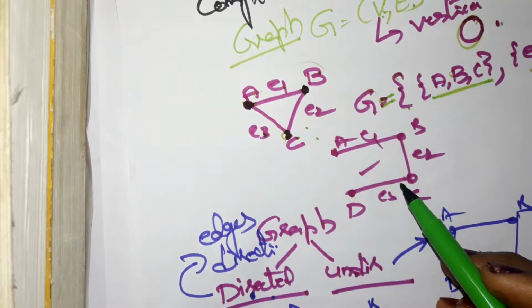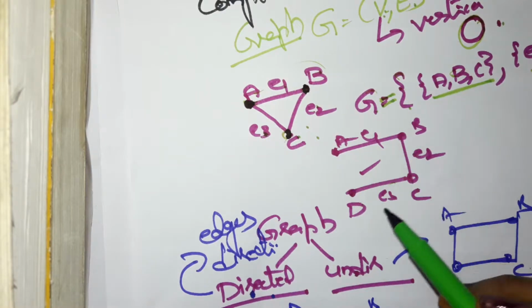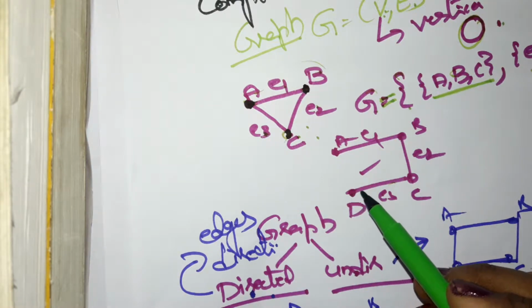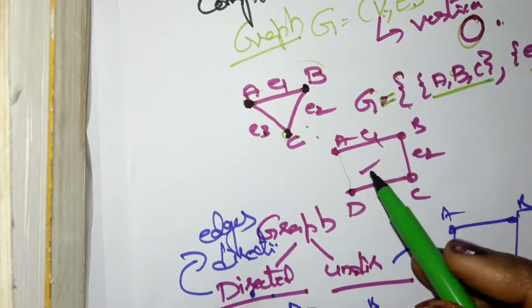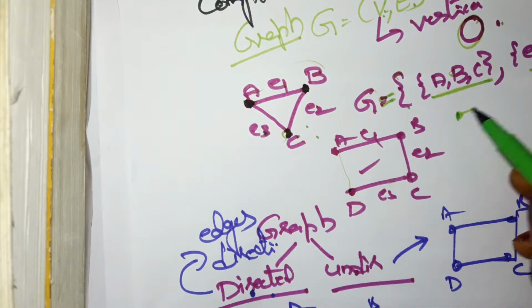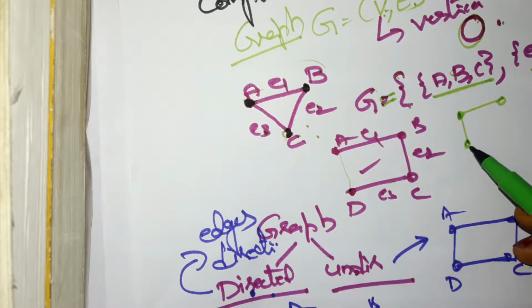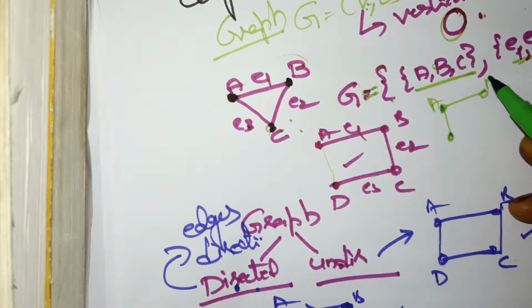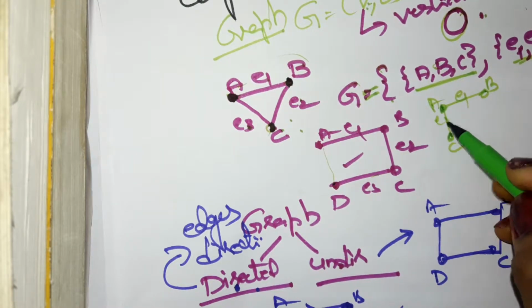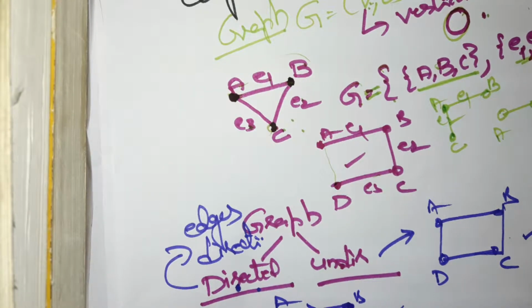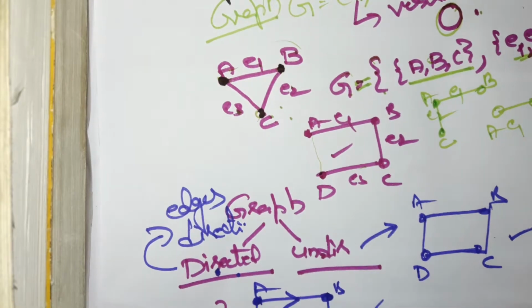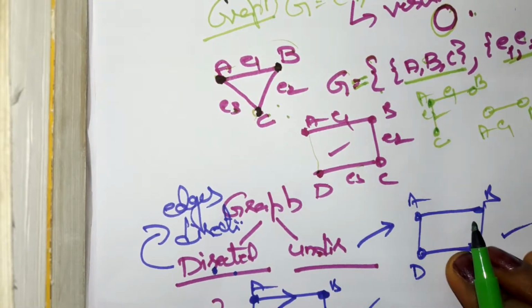And you can take any example. This is also a graph. There is no restriction that a graph should be in a complete manner only. So this is called an open graph. You can consider any graph which consists of vertices and edges. This is also called a graph, and this one also is called a graph, which consists of the combination of vertices and edges.